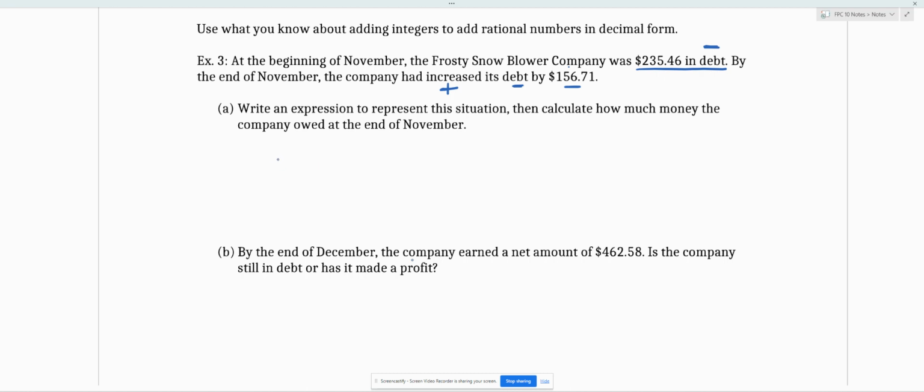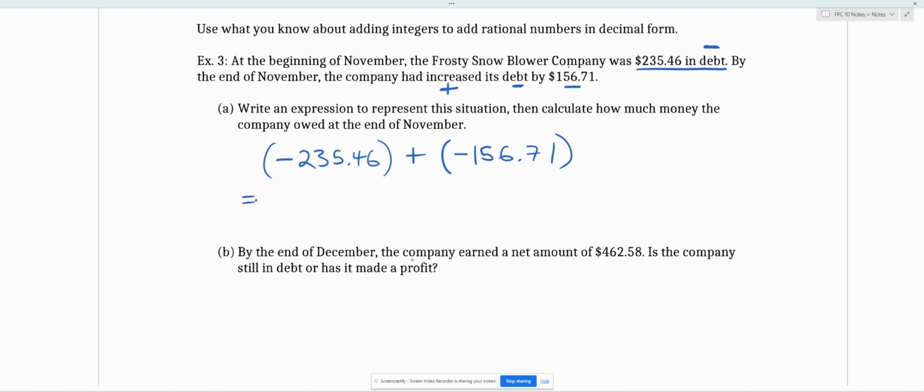So the idea is we started with debt of $235.46. Okay, so hence I'm using a negative value here. I'm going to put that in brackets to emphasize. And I'm adding more debt. When I'm adding more debt, I'm adding a negative. So I'm adding 156.71. And now I can see that my answer is going to increase in the negative direction. We're going to have a more negative value because I've increased my debt.